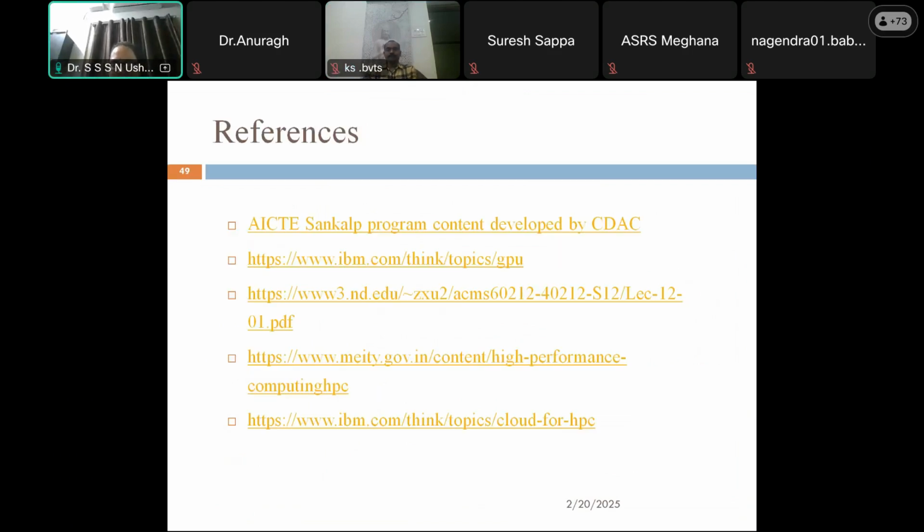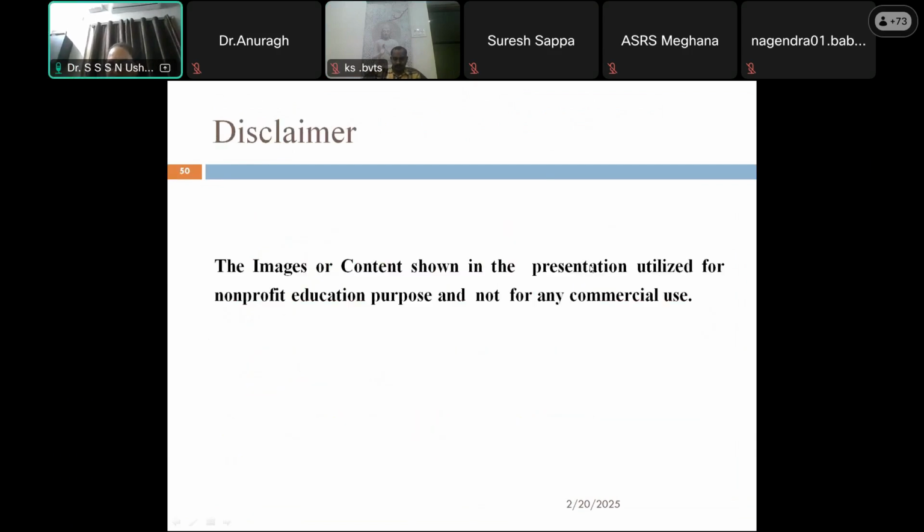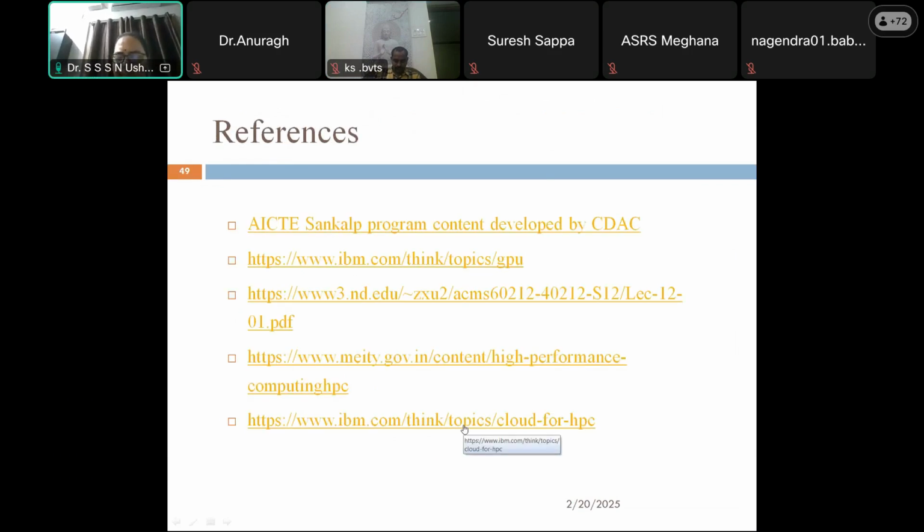Then these are the references I have used. This is the disclaimer. Most of the content I have taken from the AICTE Sankalp program, which I attended at CDAC Pune. Some content is taken from the IBM website also. The IBM website is actually very interesting. It gives a lot of details about NPU, GPU, and their architectures. So you can go through this.